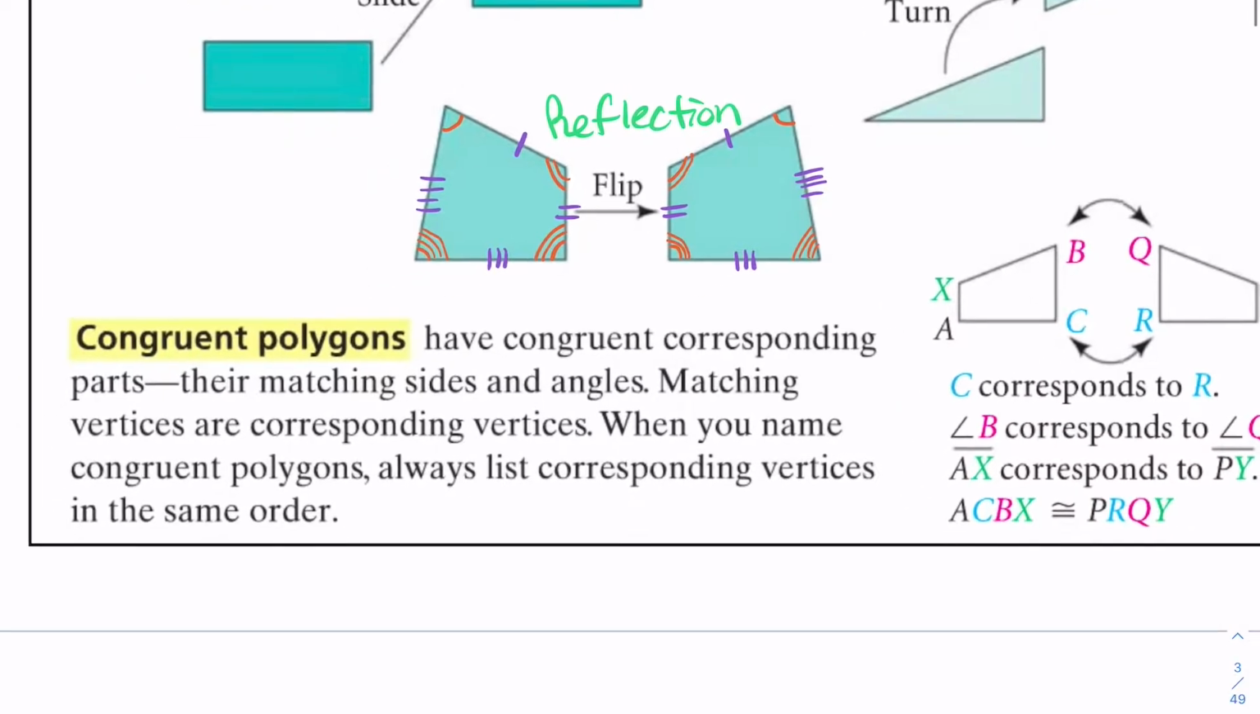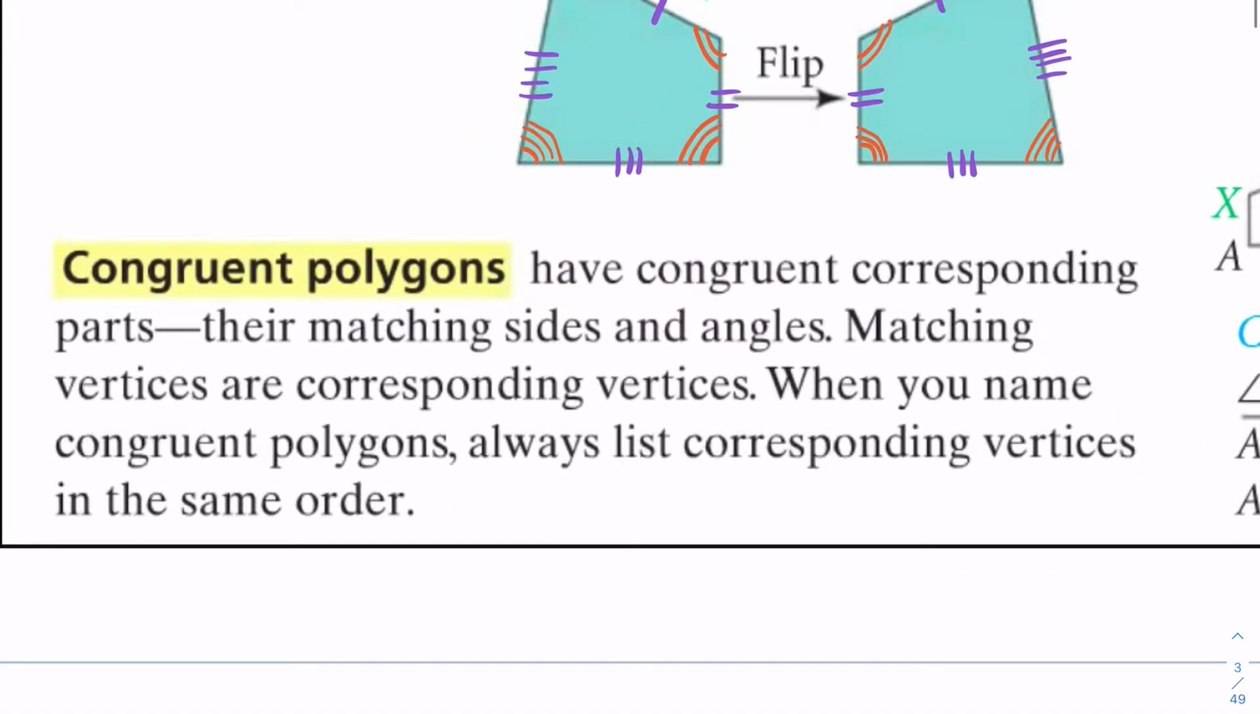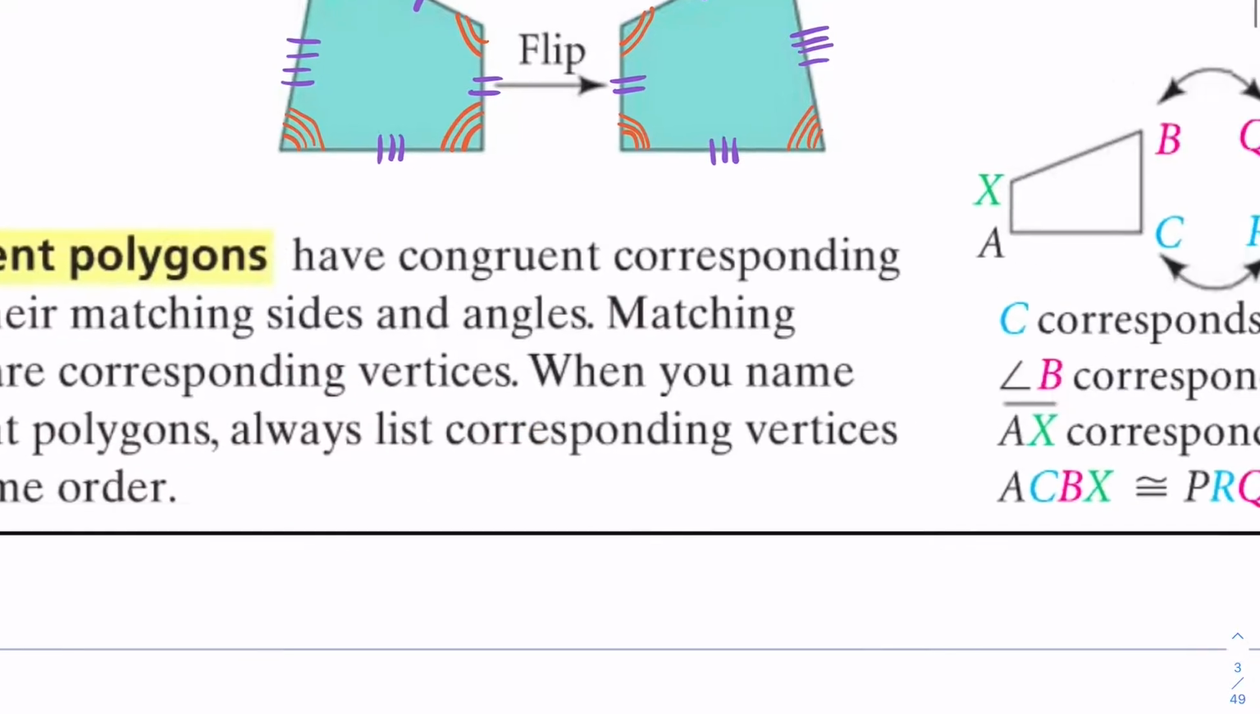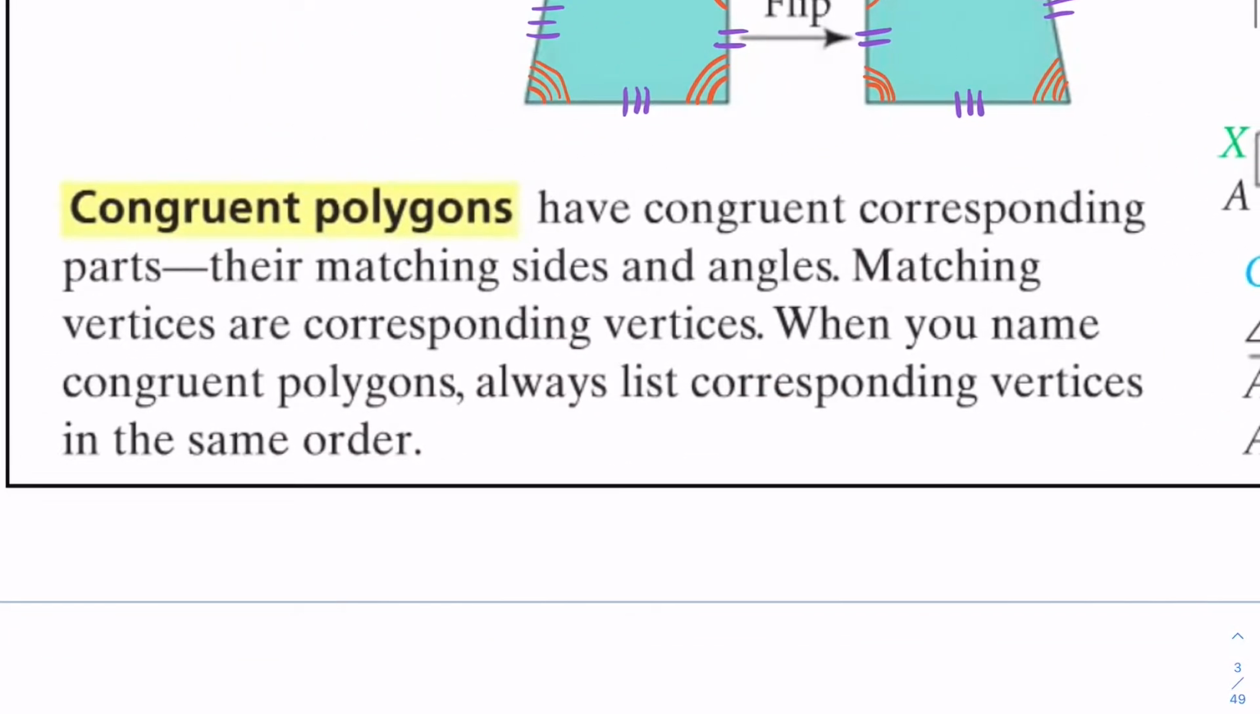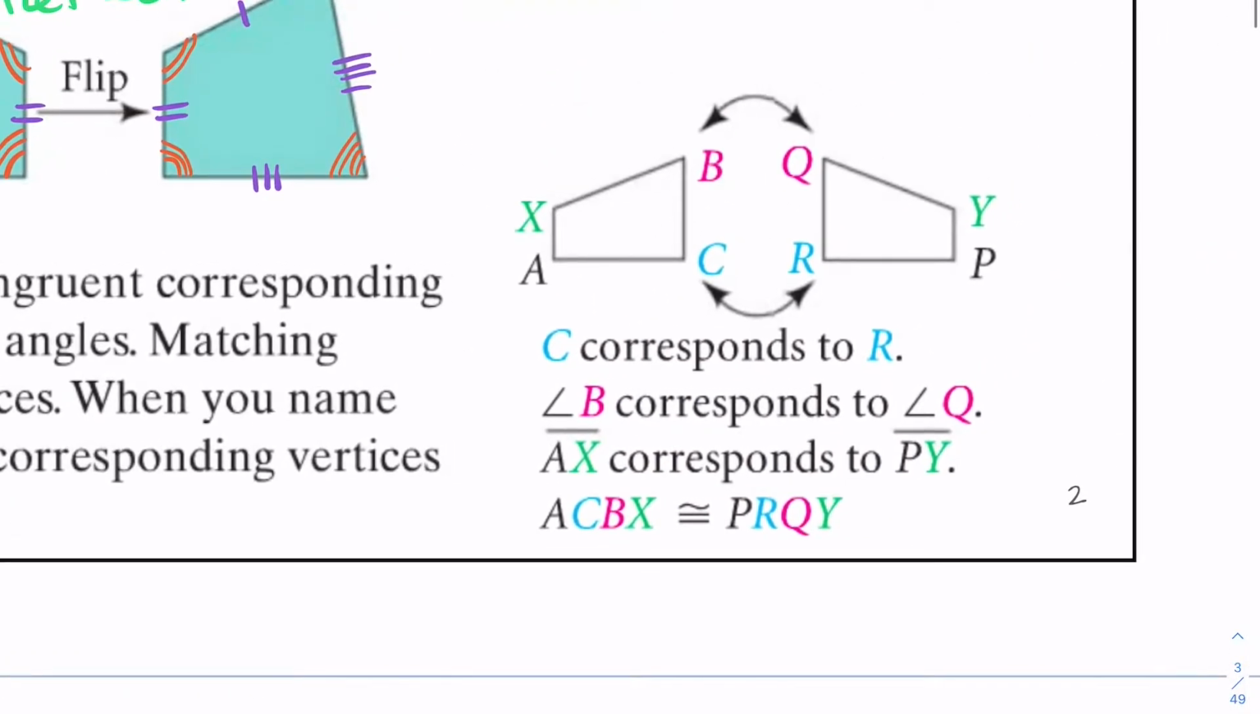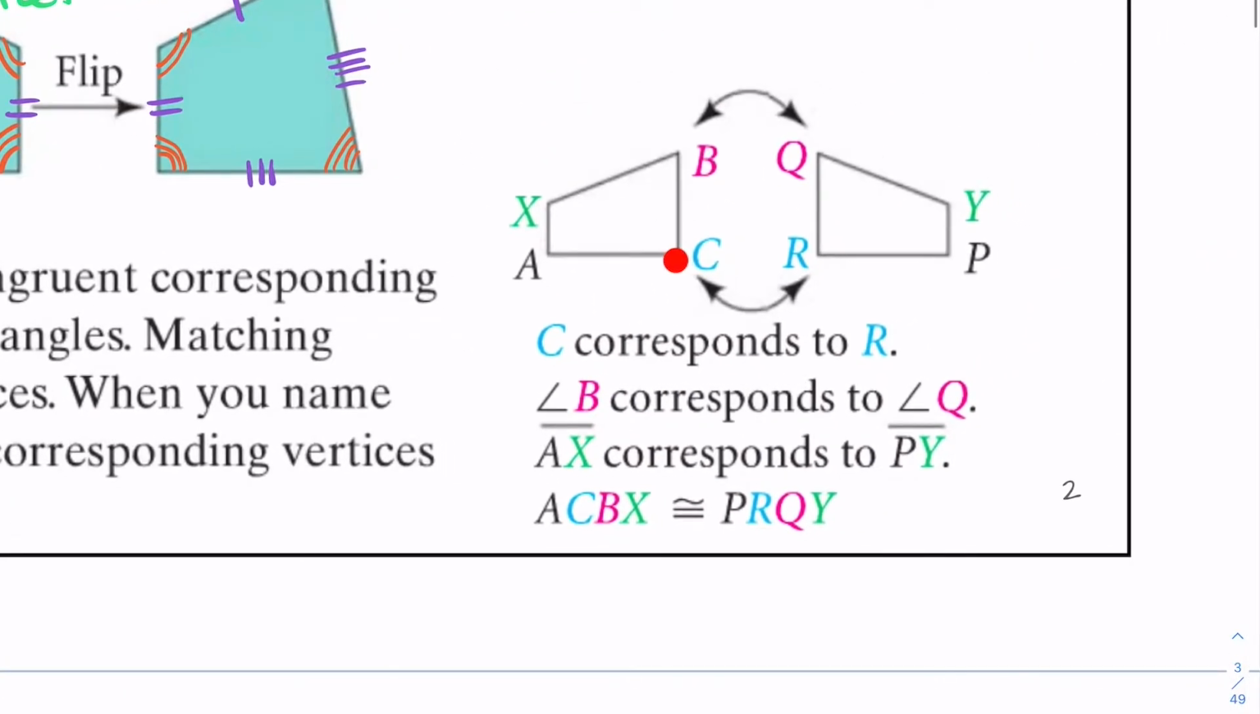So congruent polygons have congruent corresponding parts. They are matching sides and angles. Matching vertices are corresponding vertices. Okay, so when you name congruent polygons, always list corresponding vertices in the same order. So for instance, C corresponds to R, B corresponds to Q, A corresponds to P, and X corresponds to Y.